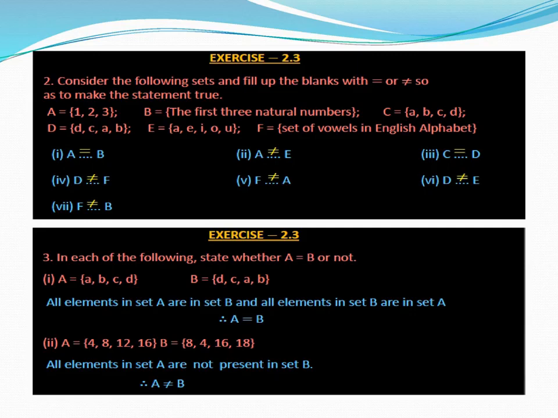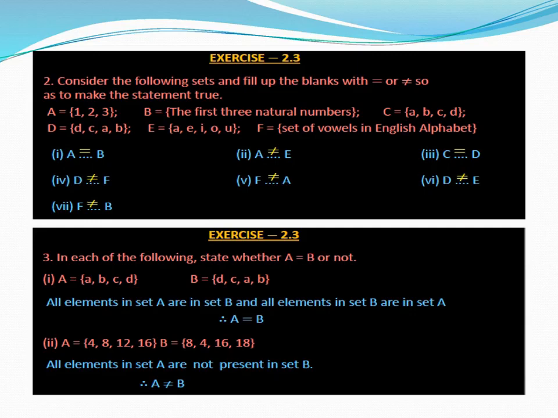Now we will write the symbol between A and B. A is the set of elements 1 to 3, but B is in set builder form. We can write the roster form of the given set. What is that? Right, B equals {1, 2, 3}. So A equals B. Because all elements in set A are also present in set B, and all elements in set B are also present in set A. Therefore we can write A equals B.